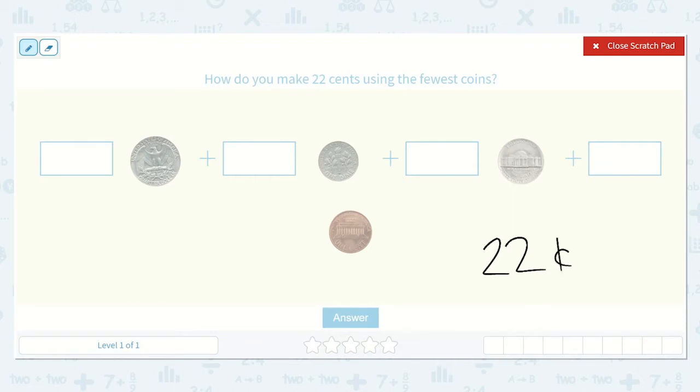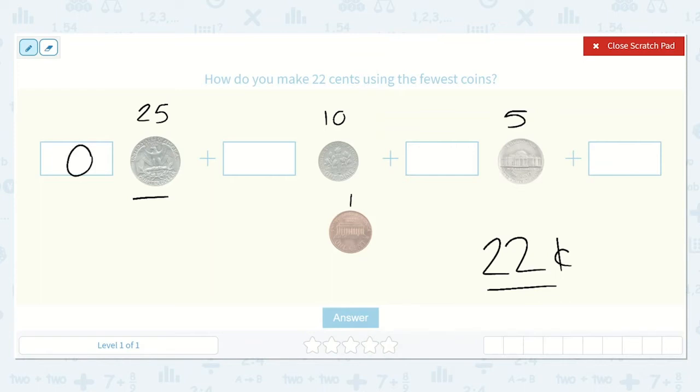Well, I know that a quarter is worth 25 cents. A dime is worth 10 cents. A nickel is worth 5 cents, and a penny is worth 1 cent. So 25 cents I can see is already more than 22. So if we tried to use a quarter, it would just be too much. So we have 0 quarters.